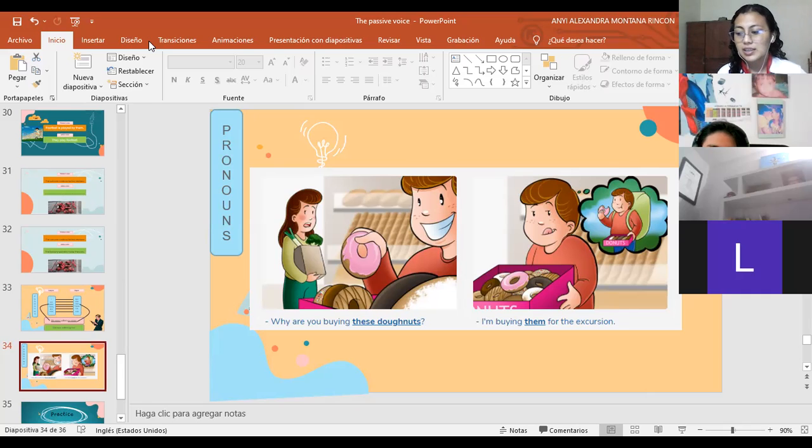Have you seen the birds in the sky? Yes, I have seen them. Ahí estamos utilizando nuestros pronombres de objeto. Este tema lo vamos a trabajar un poquito más porque yo entiendo que es un poquito complicado. No se preocupen, vamos a hacer muchísimos ejercicios.